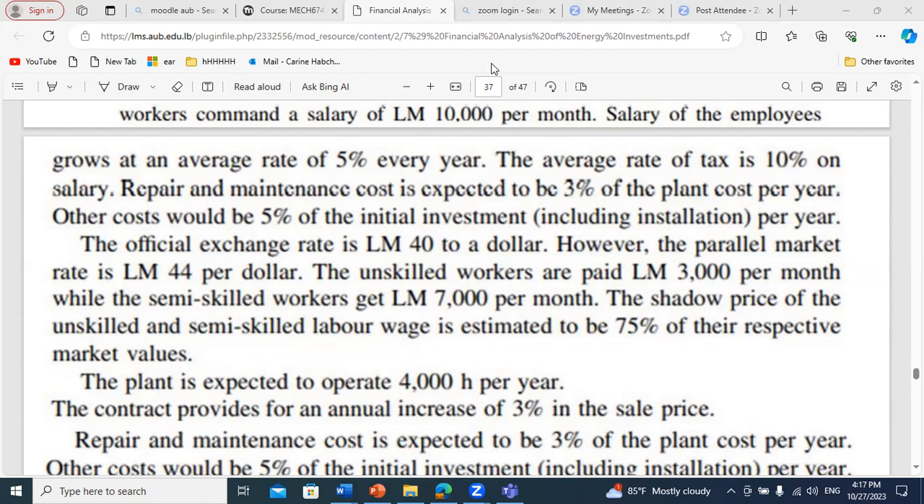Okay. So now when we want to compute the economic value of the installation charges, so for the economic value of installation, yes.